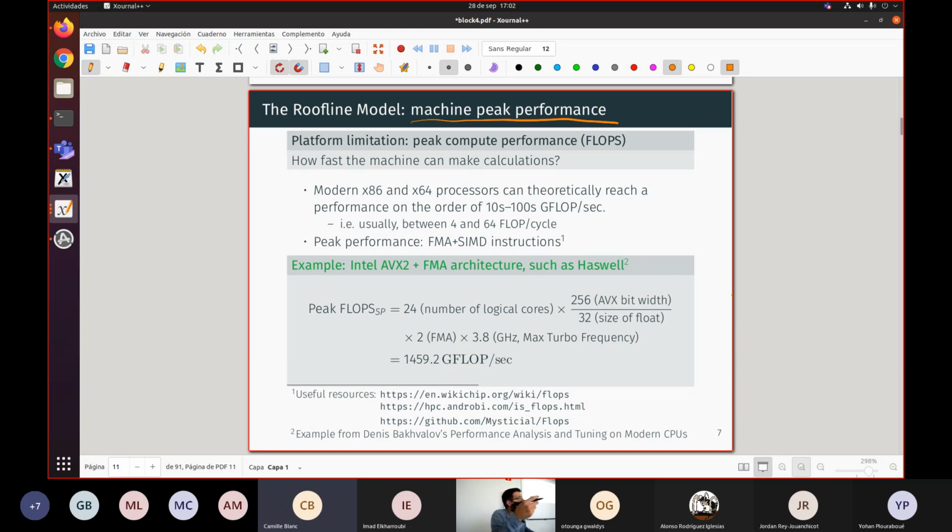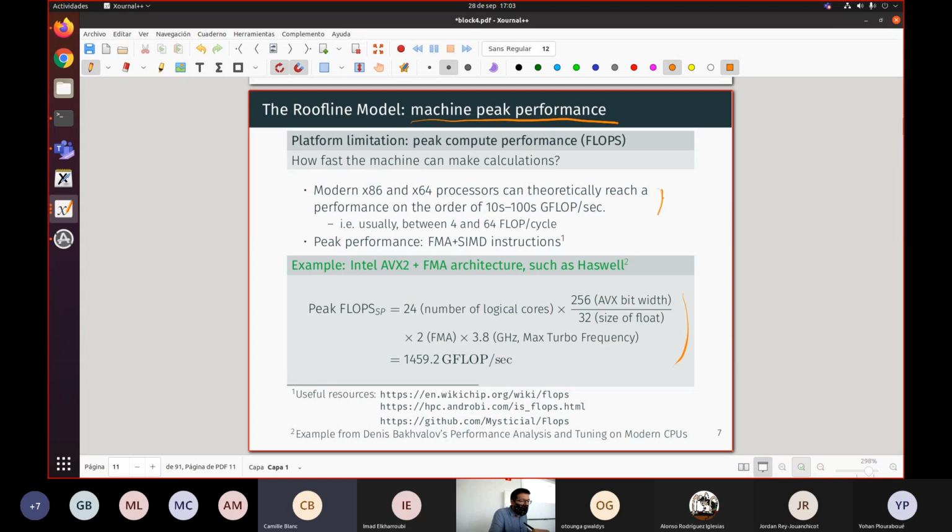Intel, for example, is providing the numbers, the data sheet they provide for the processor, and we can use that for computing this graph. But we can also compute that theoretically using numbers like this. I'm doing here an example of how to compute this by hand, just taking into account how a modern processor works. Or we can also measure this machine peak performance by executing some kernels that are designed for computing this. So executing these kernels, we obtain this number.